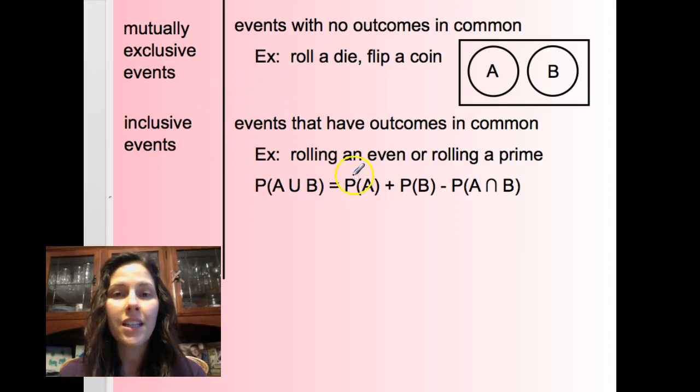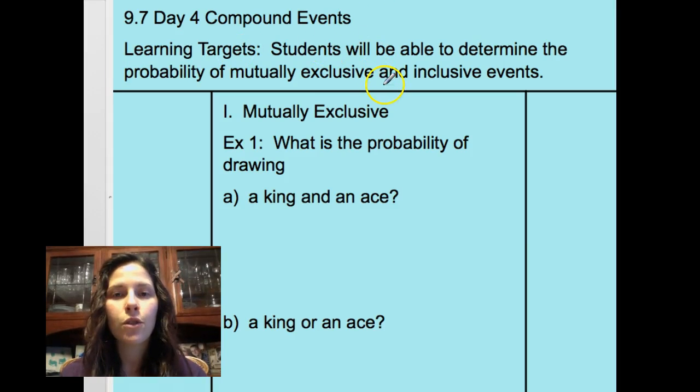The problem with inclusive events is that the OR, the union, would include an overlap. So you would have the probability of A plus the probability of B, but whatever they have in common, there would be something that was double counted. So we have to subtract that out. So we'll see how that works. We're going to start with the easier of the two probabilities. We've got some mutually exclusive events.